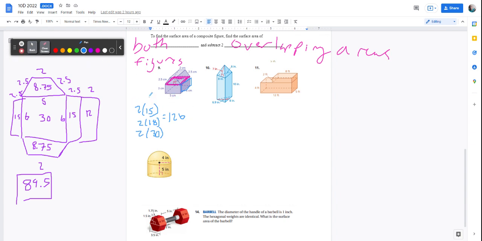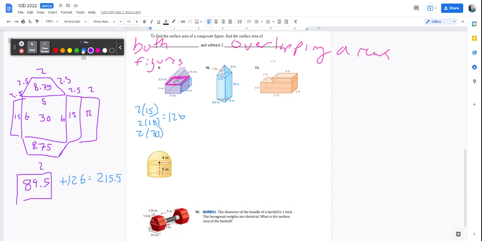All right, so the rectangular prism has an area of 126. So we'll add the 89.5, and we'll have 215.5. So we added the surface area of both figures: 89.5 plus 126, we got 215.5. Now we've got to subtract the overlapping areas.